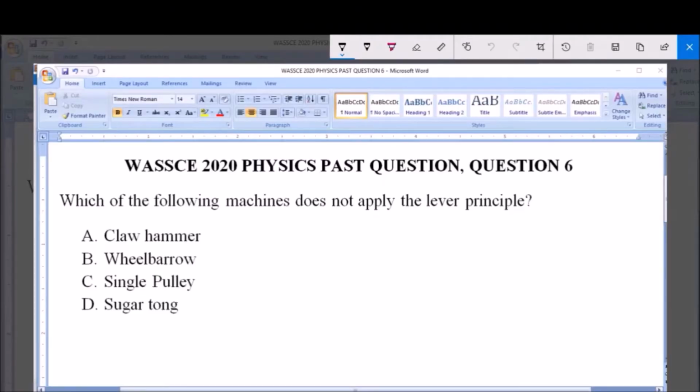I will be answering WAEC 2020 physics past question 6. Which of the following machines does not apply the lever principle? A. Claw hammer. B. Wheelbarrow. C. Single pulley. And D. Sugar tongs.